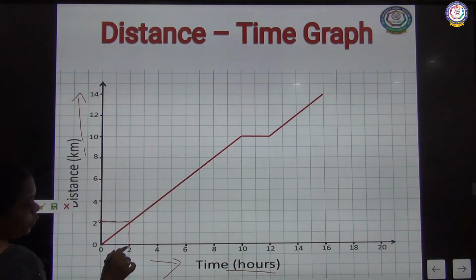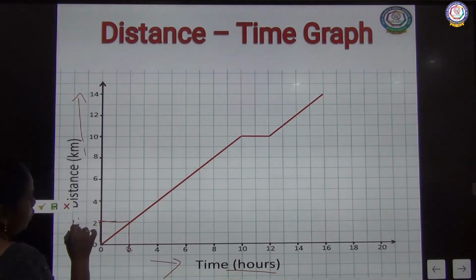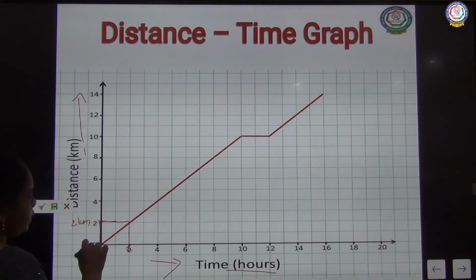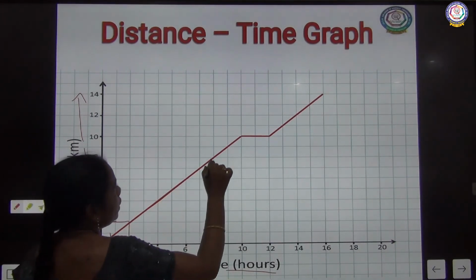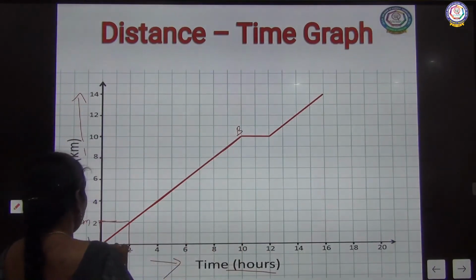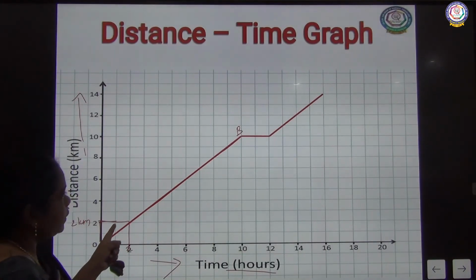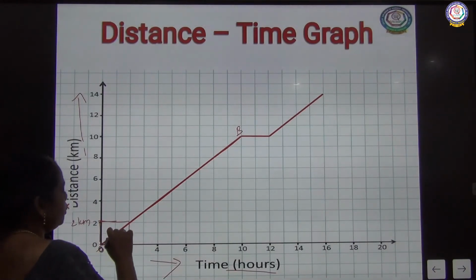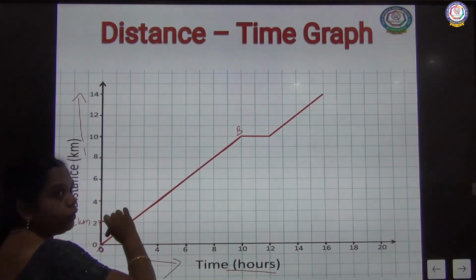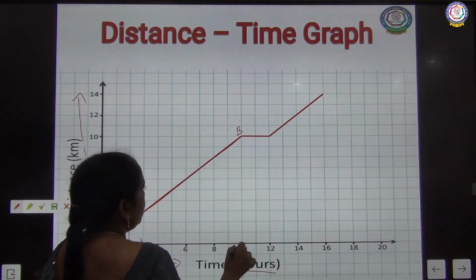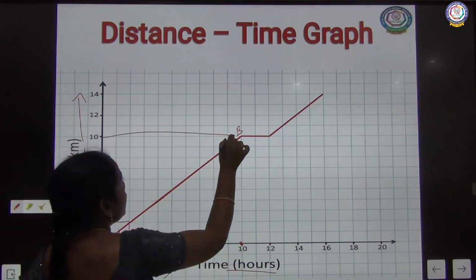The vehicle moves 2 kilometers in 2 hours. So within 2 hours it can move 2 kilometers. So the steep line, from O to B, you can see the steep line that shows what? The speed is going to be increasing steadily. The speed increases steadily up to 10 hours, about 10 kilometers.